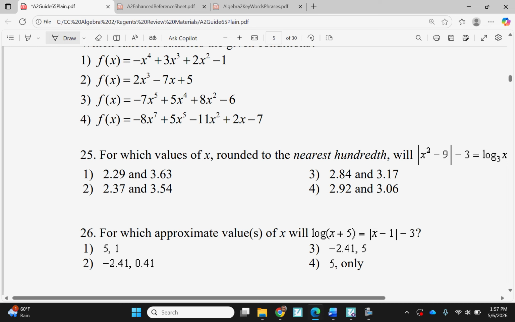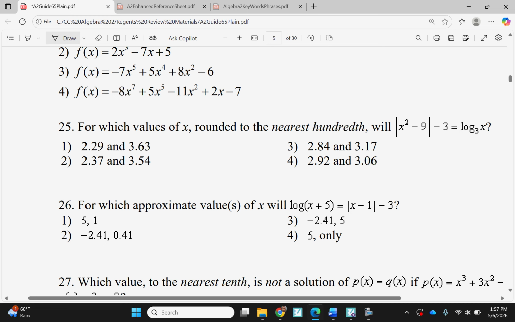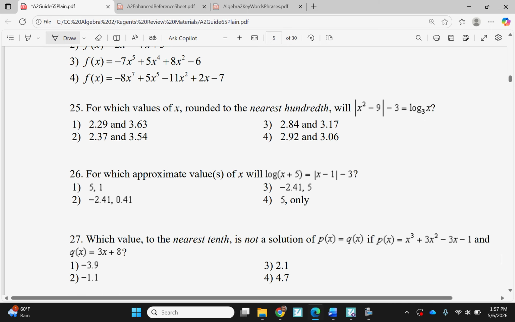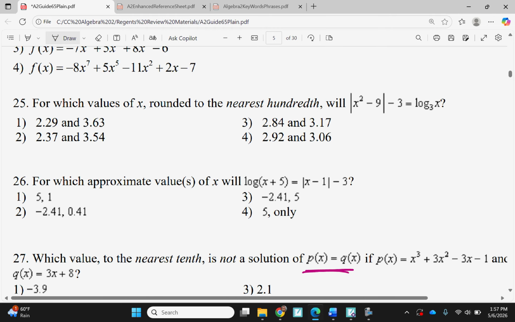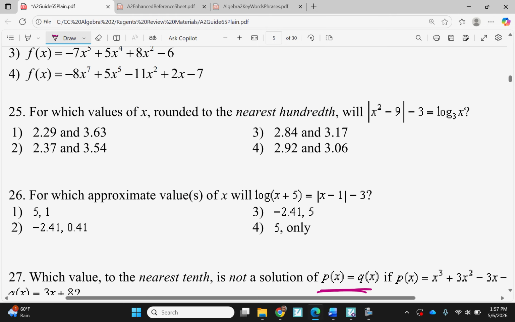Next type of question. Whenever you see two things equal to each other, basically an equation with some weird stuff and talking about rounding, or if you see f of x equals g of x or p of x equals q of x, that is your y1, y2 intersect. I know we did it as a strategy before. This is not a strategy. This is the way you have to do the question.